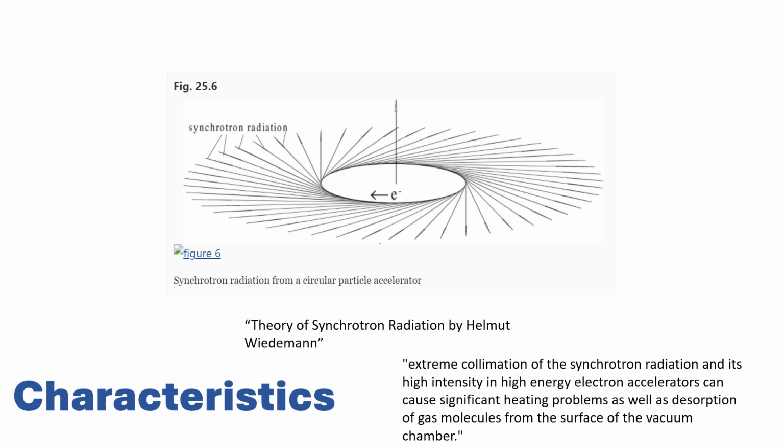The paper also notes that the extreme collimation of the synchrotron radiation and its high intensity in high energy electron accelerators can cause significant heating problems, as well as desorption of gas molecules from the surface of the vacuum chamber. This is attempting to describe that as the energy of the synchrotron increases, the radiation power itself rips apart the atoms on the wall of the vacuum chamber, so powerful radiation shielding is required when the synchrotron is active.